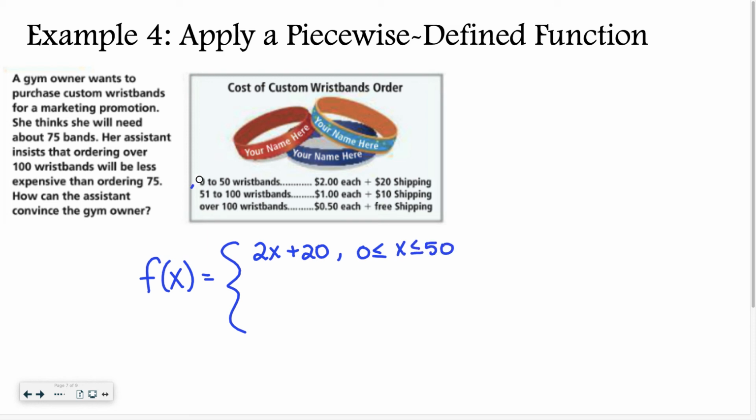Okay, then if I jump up to the next tier, it's 51 to 100 wristbands. They are $1 each, so 1 times however many wristbands they buy, that'd be 1x, plus 10, because it's $10 shipping. And this time, it is from 50, but I'm not going to include 50, because it'd be 51. Then you'd say x less than or equal to 100.